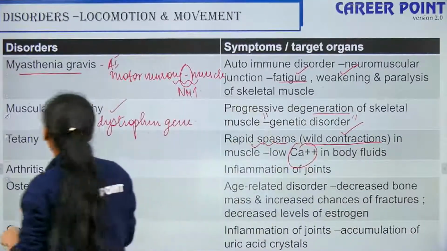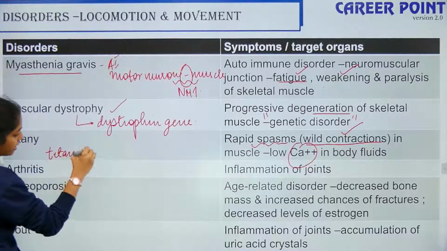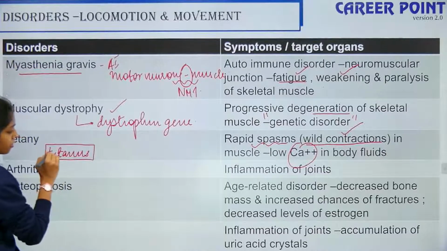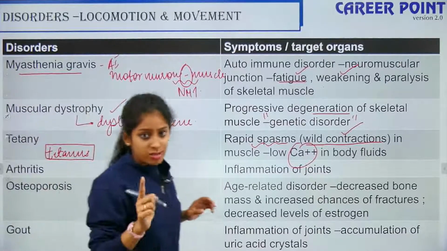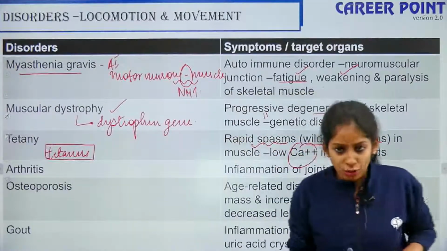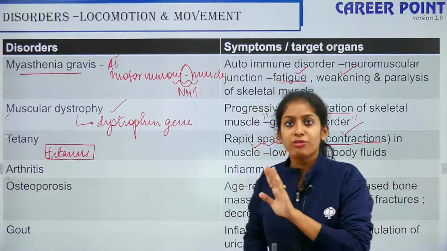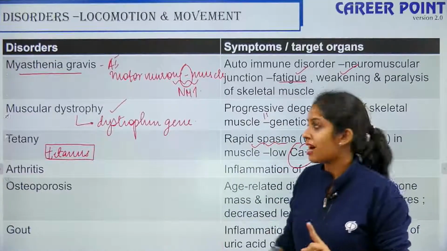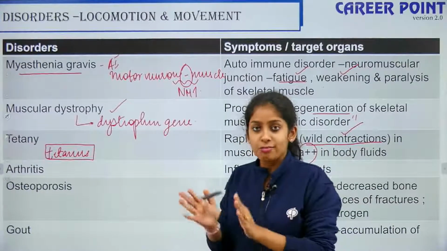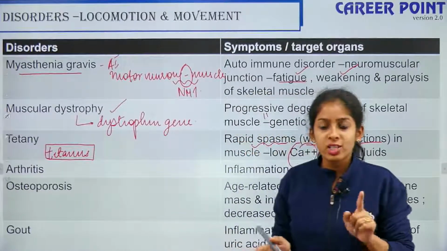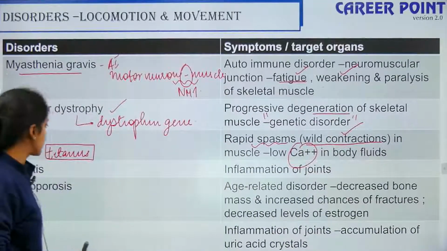Tetanus is different, tetany is different. Tetanus is caused by a bacterial infection, Clostridium tetani. You have been given the tetanus vaccine, right? It is because of a pathogen. Only for diseases caused by pathogens do you give vaccines. For all these disorders you don't give vaccines. I hope that much is clear to you. Only for diseases which are caused by pathogens are you given vaccines, not for all diseases.